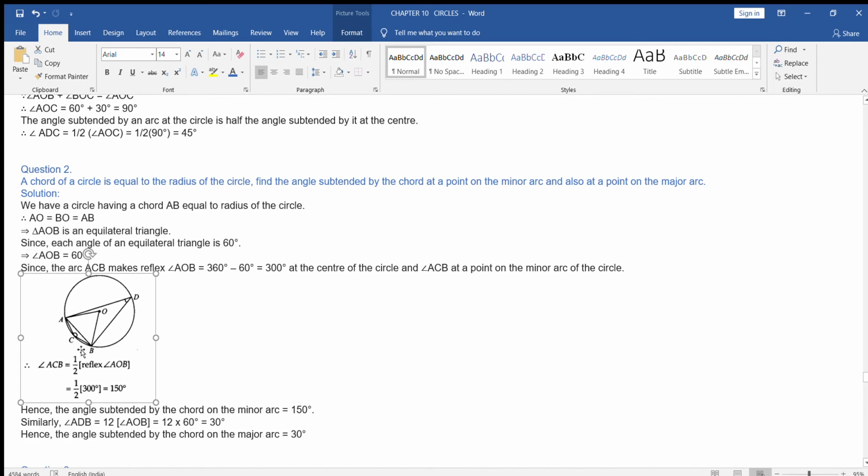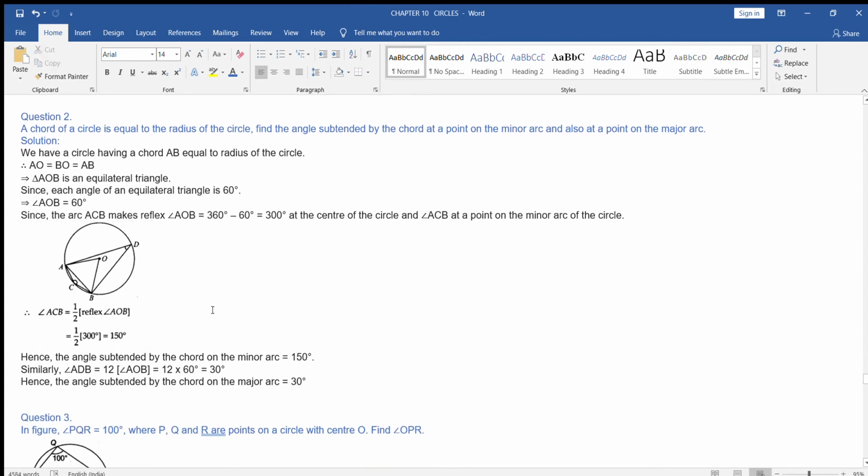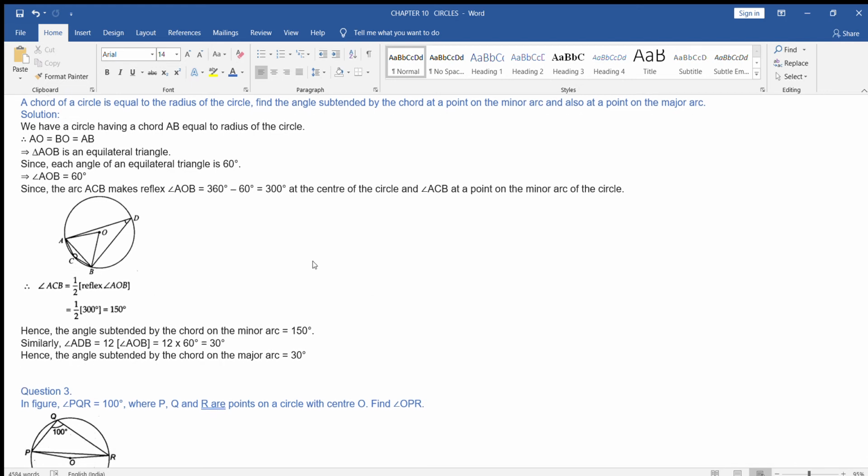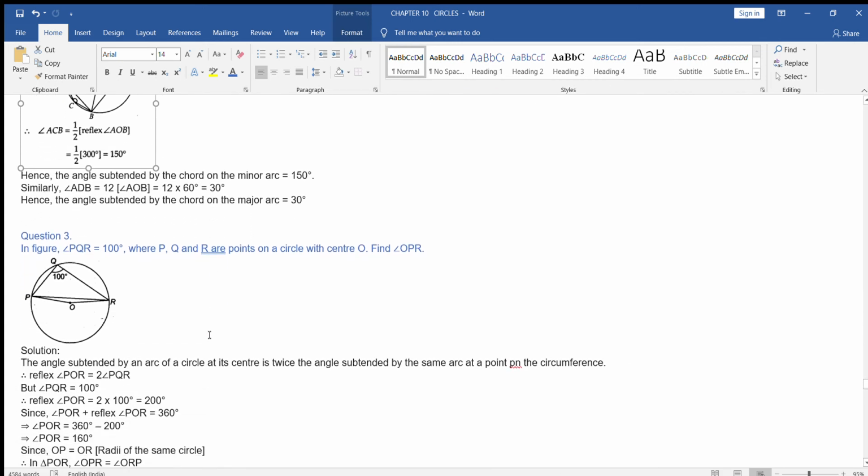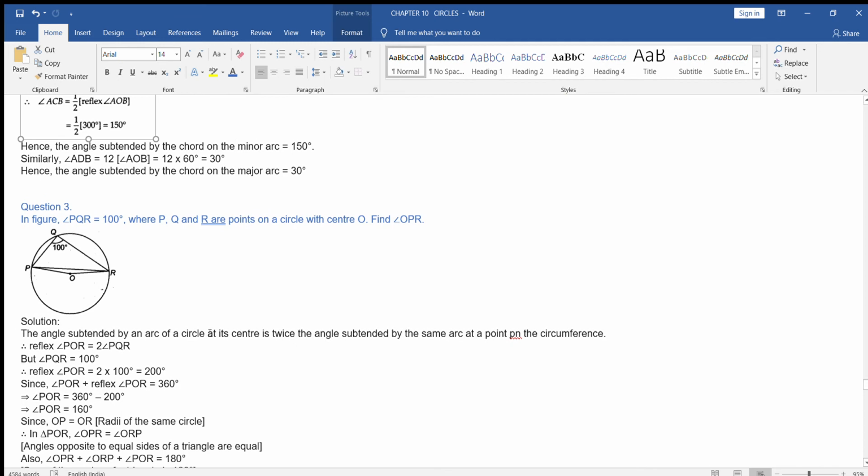And if this one is 150, you can find out the opposite angle. 180 minus 150, that is 30 degrees. You can use any method which you find easier. So how have we solved it? This one is 60, then the reflex is 300, this D is half of it, and this opposite one is 180 minus 150, that is 30. Easier one. All the questions are easier if you know the theorem.